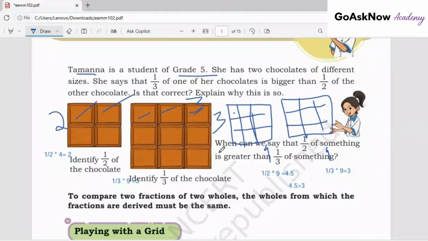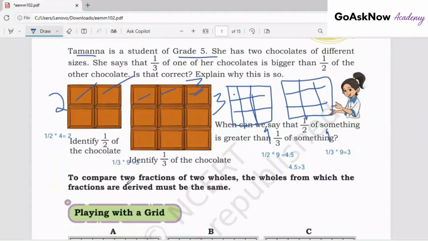Now, why did the difference come? To compare two fractions of two wholes, the whole from which the fractions are derived must be the same. The pattern should be the same. Then only we can compare. We should not compare 2 is to 2 with 3 is to 3. We have to compare 3 is to 3 with 3 is to 3.